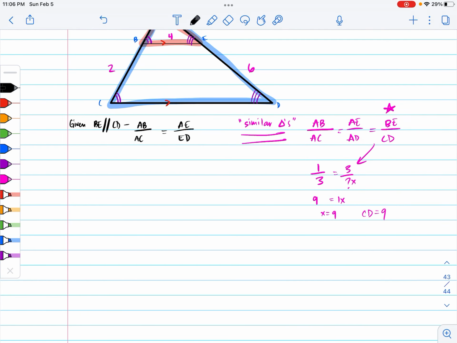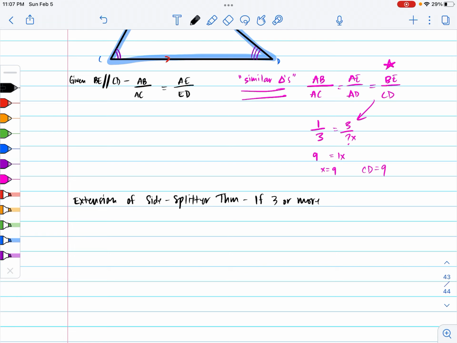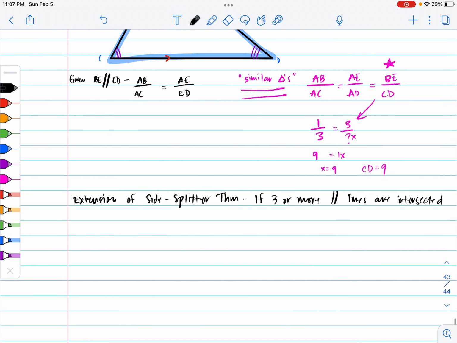Okay, so this states if 3 or more parallel lines are intersected by 2 transversals, then the parallel lines divide the transversals proportionally. Okay, and let's draw a quick example.